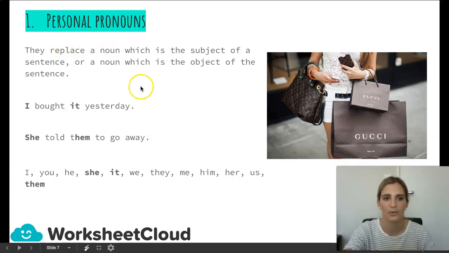Now there's another example. She told them to go away. Again, it's replacing the noun. So the proper noun would be, let's say, Mia told, and then it's all the people, whoever's there, to go away. And here are more examples. Now it's very important, we're going to go through all the different types, but some of them overlap. So some can be used in different ways. I, you, he, she, it, we, they, me, him, her, us, them. So these are all personal pronouns.